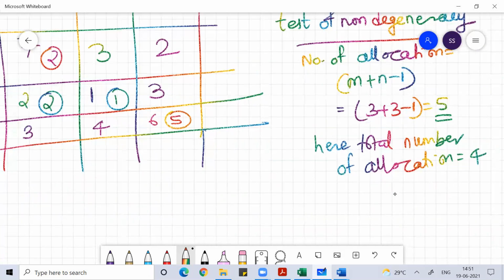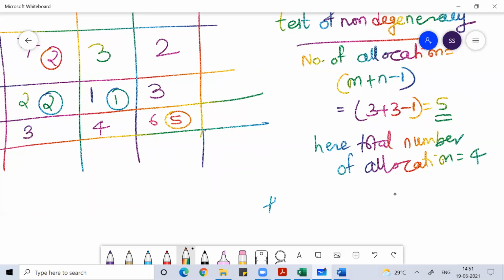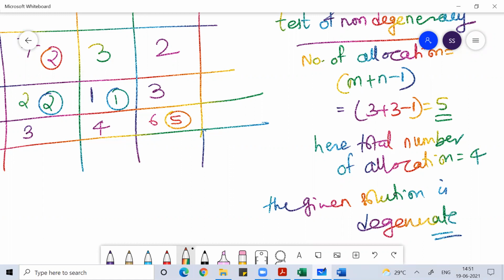It means the given solution is degenerate. It is not non-degenerate. So we expected it to be non-degenerate, but here it is degenerate. Okay, so this part you can understand.